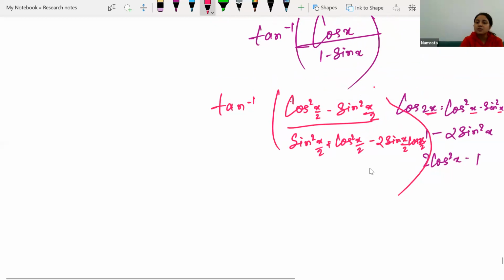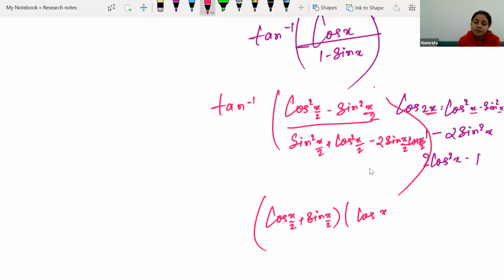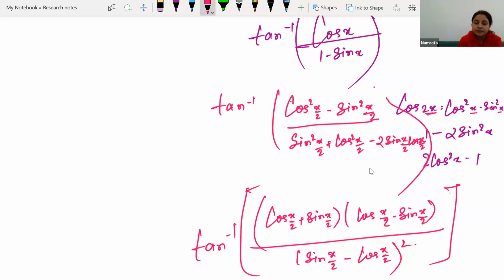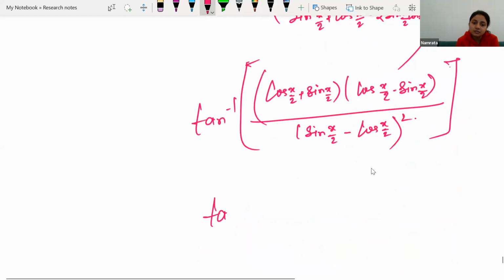Now the numerator looks like the formula a square minus b square. So we can write it as a plus b, like cos x by 2 plus sin x by 2, and quickly a minus b, cos x by 2 minus sin x by 2. And the denominator looks like the formula of a minus b whole square. So the denominator can be written as sin x by 2 minus cos x by 2, that whole square. Okay, tan inverse we still have outside.